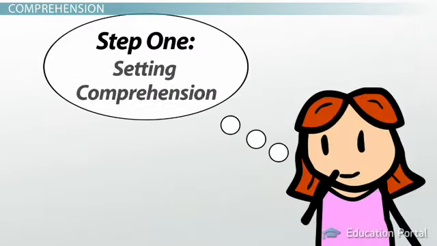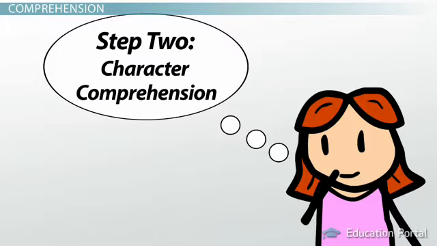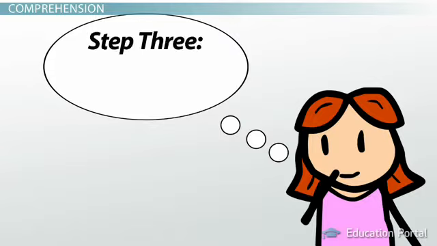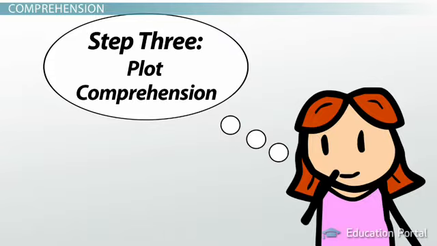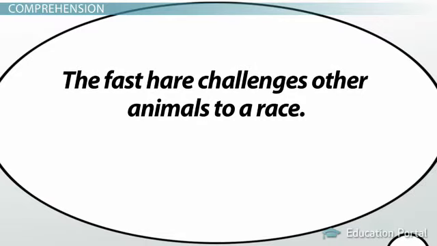So these initial steps should be somewhat familiar to you already. Step 1. Setting comprehension. Is the setting clear in this one? It doesn't give a specific location or time period, so this isn't initially clear. No basic setting. Step 2. Character comprehension. That's easy. The hare and the tortoise. Step 3. Plot comprehension. You can do this. Easy. The fast hare challenges other animals to a race.